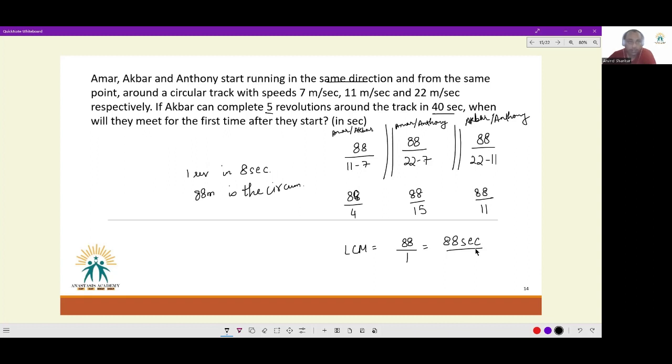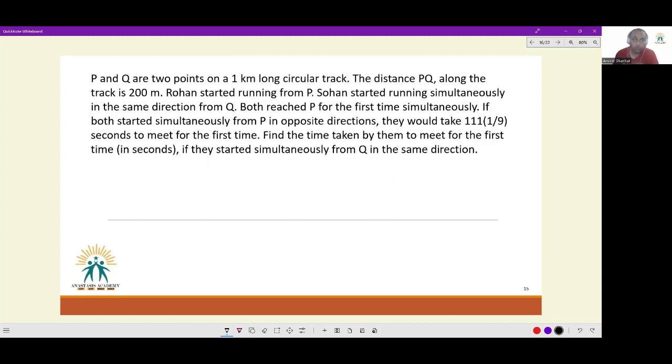Okay, next question now. P and Q are 2 points on a 1 kilometer long circular track. The distance PQ along the track is 200 meters. So 1/5, let's say Q is here. This is 200 meters. Rohan started running from P. Sohan started running simultaneously in the same direction from Q. Both reached P for the first time simultaneously.